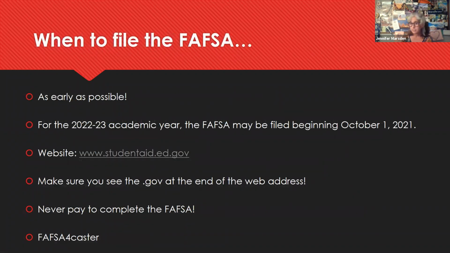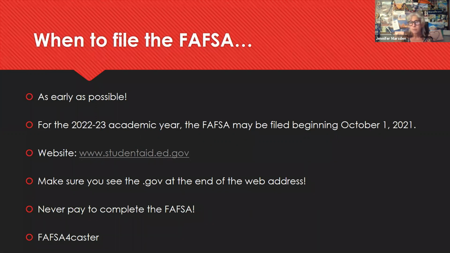Like I said, the FAFSA goes live October 1st, and you as well, those of you who are juniors who are going to be filling out the FAFSA next year as seniors, you're going to be filling out the 2022-2023 FAFSA, because that is when you will start college, the fall of 2022, right? You're going to graduate in 2022 in June, and you'd start college in the fall.